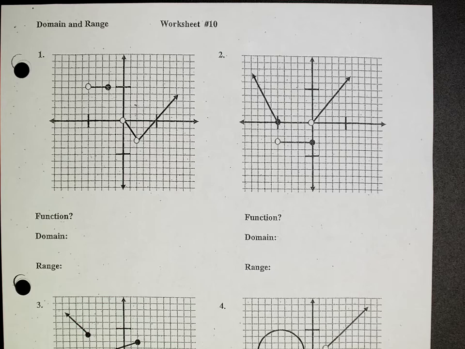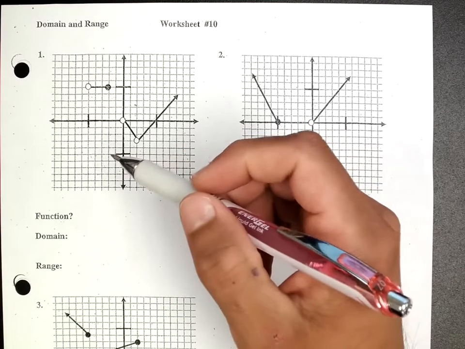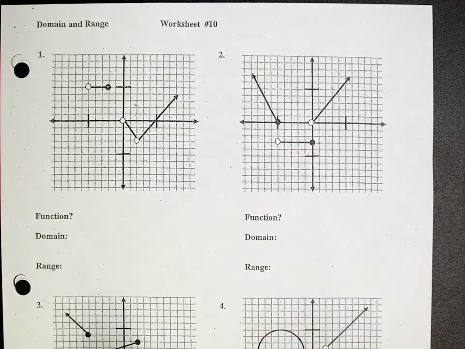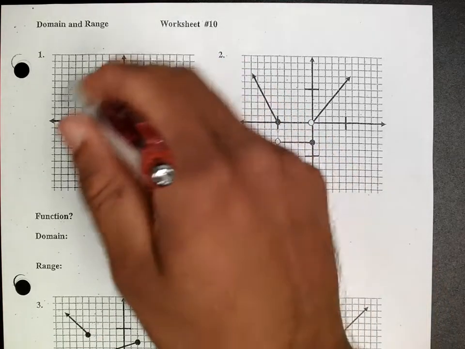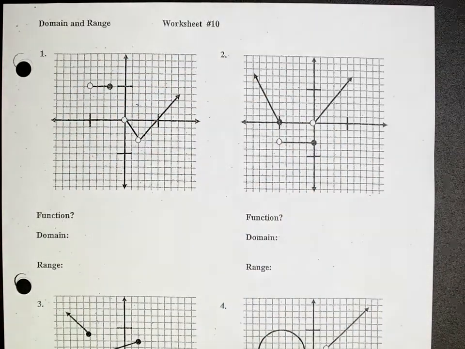Let's talk about domain and range. And now we're going to talk about what is a function, all right? So a function is defined when one x value goes directly to one y value. So therefore, if you're trying to figure out if this relation is a function, there's actually a really easy way to do that. It's called the vertical line test, all right?